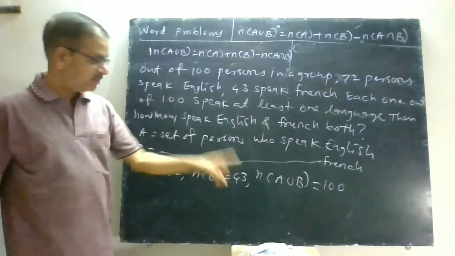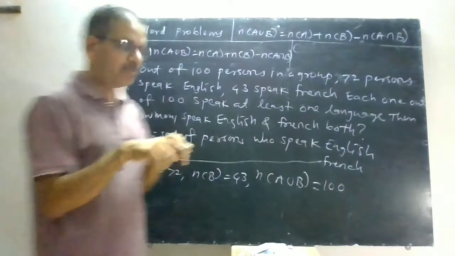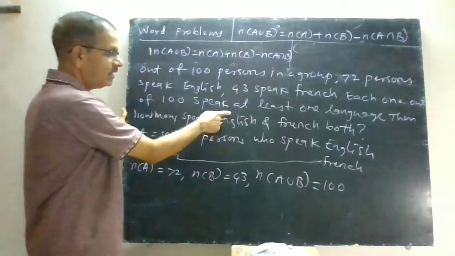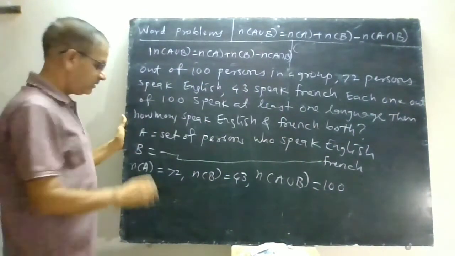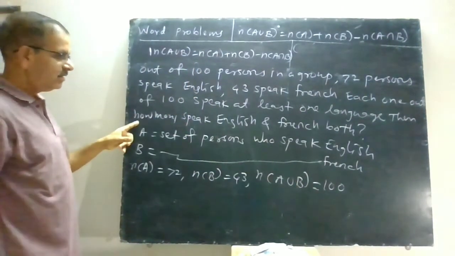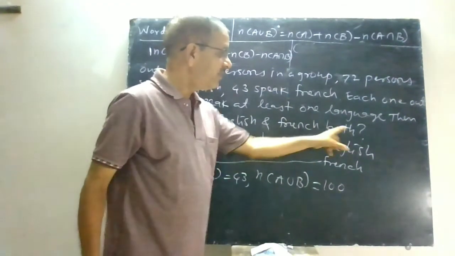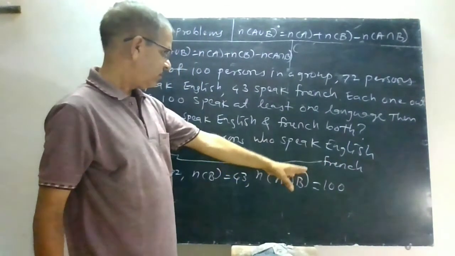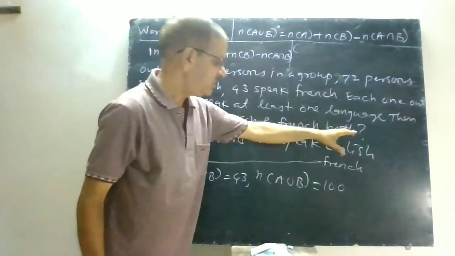In the last example, we haven't taken n of A union B as 100 by drawing that Venn diagram, because everybody was not drinking tea or coffee. So here it is given to you that each one speaks at least one language. So that's why this information is given, and now it is very clear that what you want to find is how many persons are there who speak English and French both.